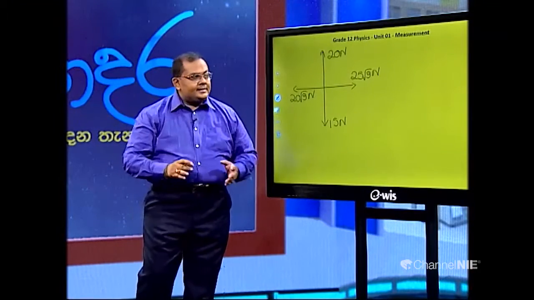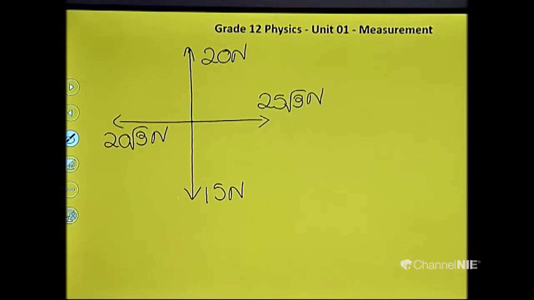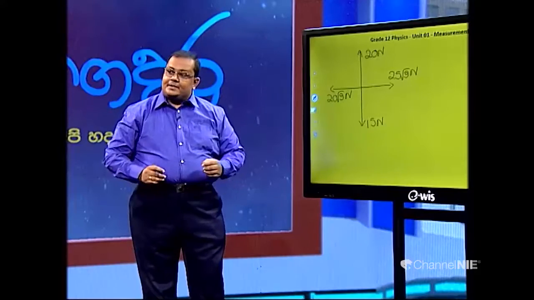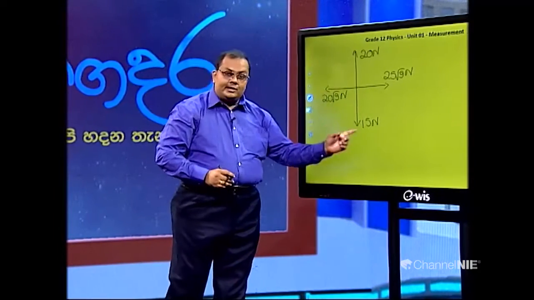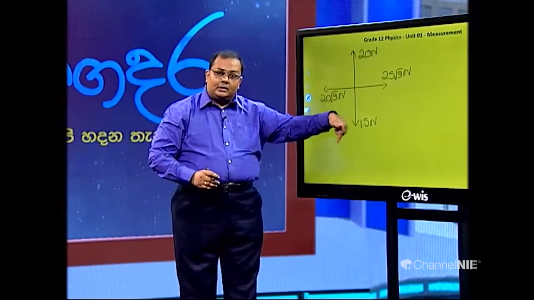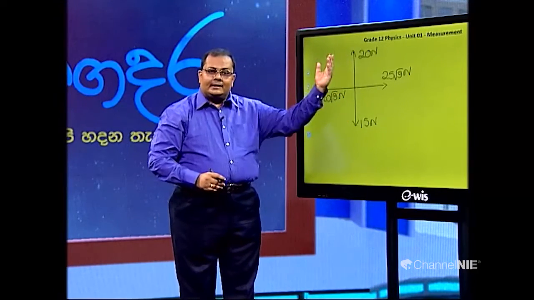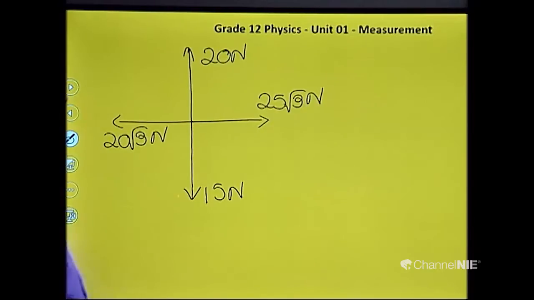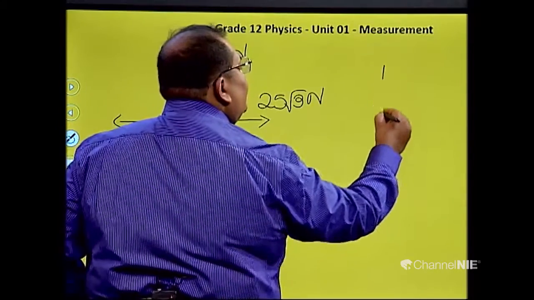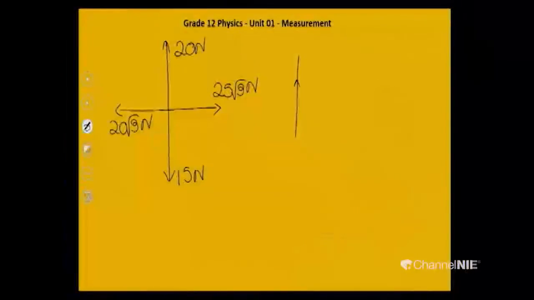The easiest way: first find the vertical resultant. After that, find the horizontal resultant. Finally, you will get two perpendicular vectors. Then again, Pythagoras principle. In the vertical direction, you can see 20 upwards, 15 downwards. Very simple. Resultant of them is upwards 5. Then upwards we have one vector, 5 newtons.